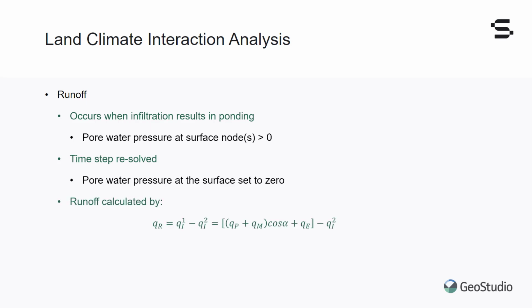The runoff is the difference between the initial infiltration value when runoff was assumed to be 0, represented by QI1, and the infiltration computed when the surface nodes have a pore water pressure of 0, represented by QI2.